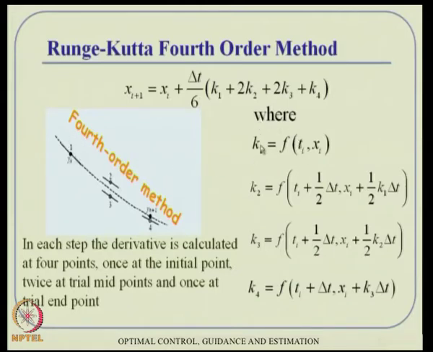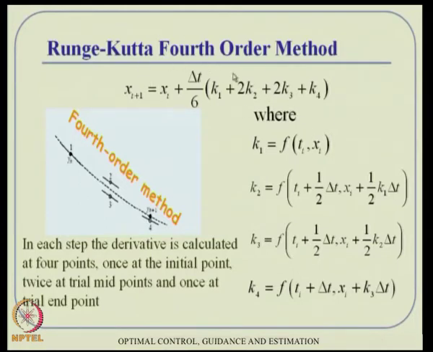Then using that function value k1, I will be able to calculate k2. And then using this k2 I will calculate k3, and using this k3 I will calculate k4. Using all these k1 to k4, I will get delta t over 6 and average them out: k1 plus 2 k2 plus 2 k3 plus k4. So 1 plus 2 plus 2 plus 1, that is 6, divided by 6. So this entire formula gives the final xi plus 1.